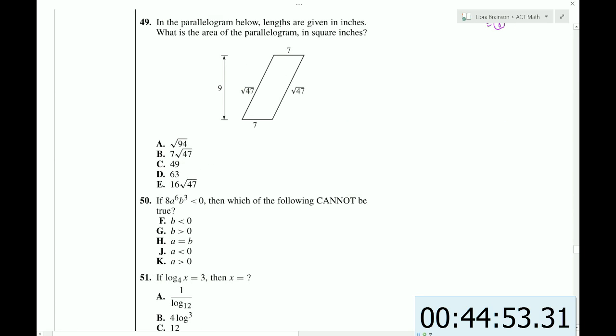In the parallelogram below, lengths are given in inches. What is the area of a parallelogram? So the area is base times height, where this height is not slant height, it's actually the direct perpendicular to the base. So we have 7 for the base and 9 for the height. That multiplies to 63.